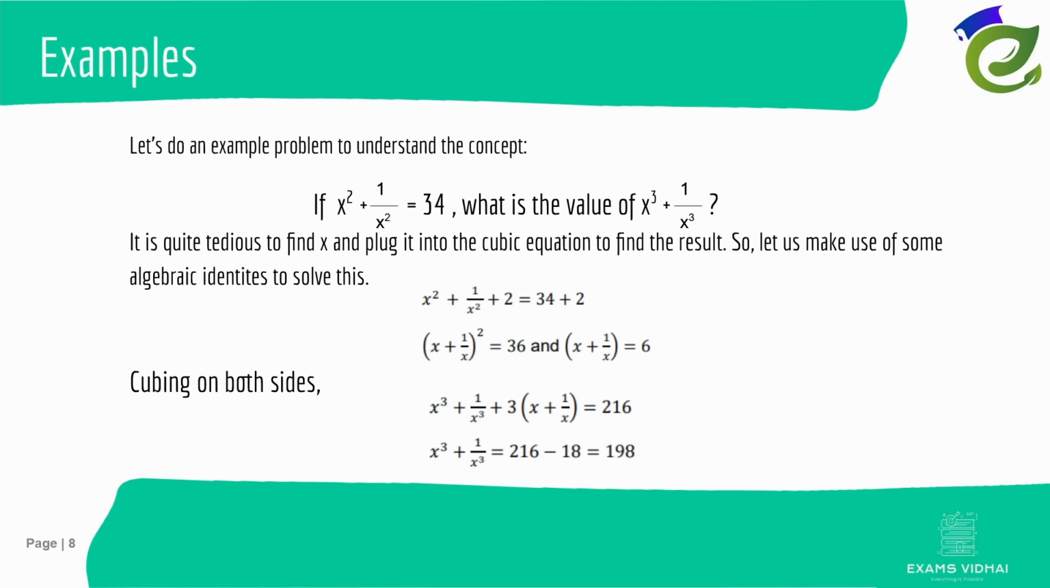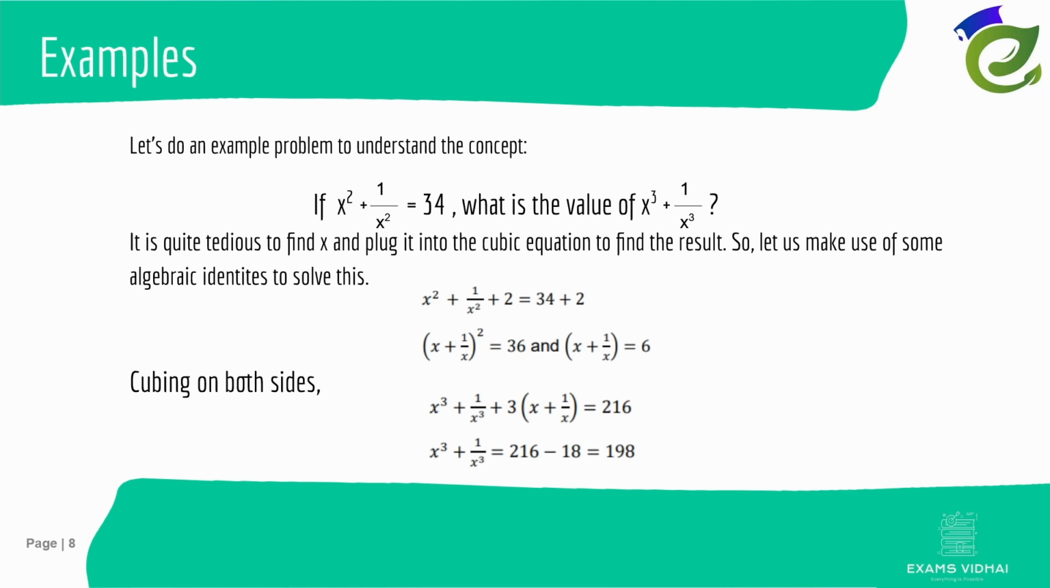You know, x plus 1 by x the whole square is equal to x square plus 1 by x square plus 2. So by adding 2 on both sides in your given equation, you can write x square plus 1 by x square plus 2 is equal to 34 plus 2, which is equal to 36. And you can simplify it as x plus 1 by x the whole square is equal to 36. So finally, you get the value of x plus 1 by x as 6.